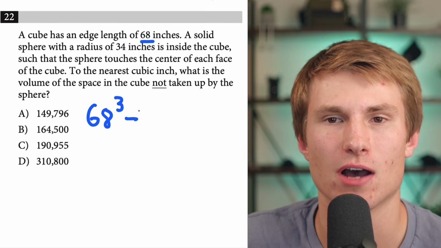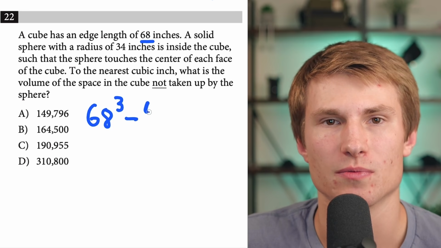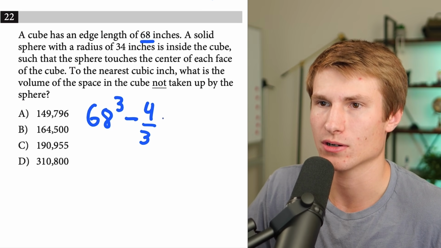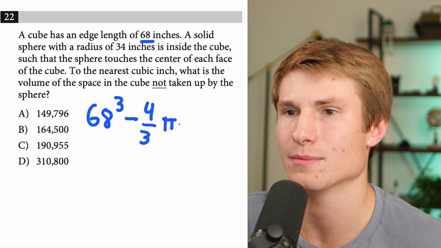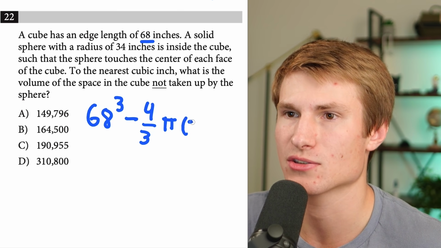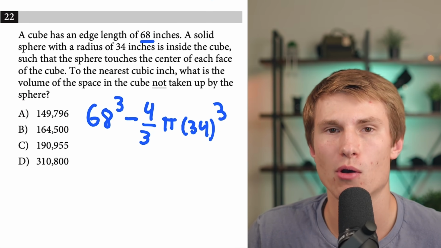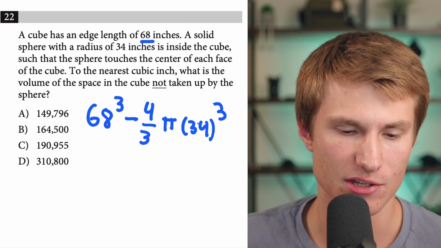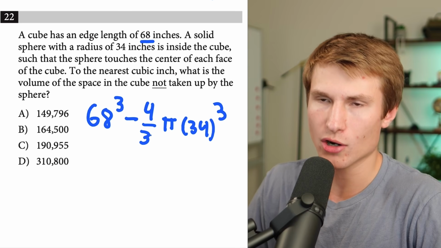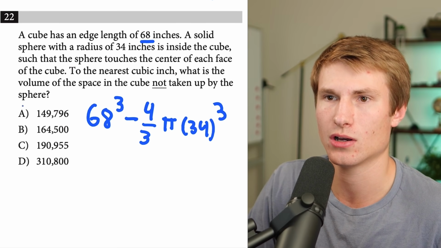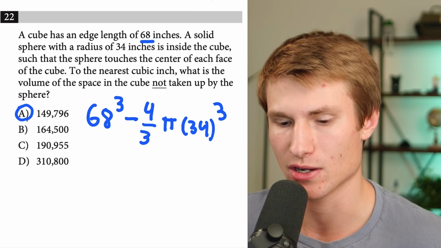Now let's subtract the volume of the sphere. The volume of a sphere is 4/3 times pi times the radius cubed. We know our radius is 34 inches, so I'll put 34 in parentheses, cubed. Now all you have to do is put this into your calculator and you will ultimately get your answer of 149,796. So our answer there will be answer choice A.